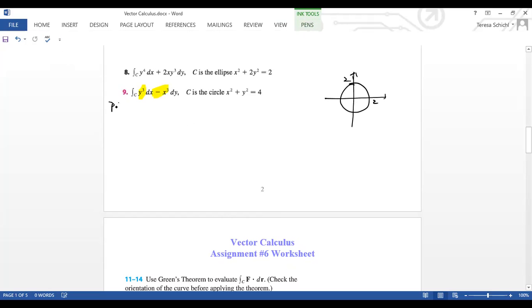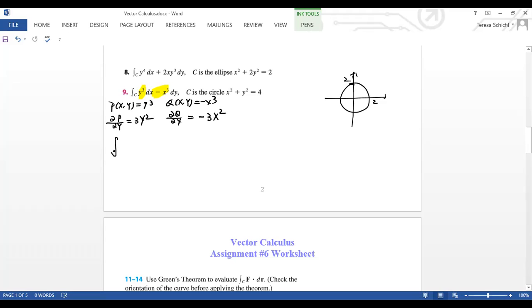So P(x,y) is equal to y cubed, and so ∂P/∂y is equal to 3y squared. Correct, right? Okay. Then Q(x,y) is equal to negative x cubed. Then ∂Q/∂x is equal to what? Negative 3x squared. All right.